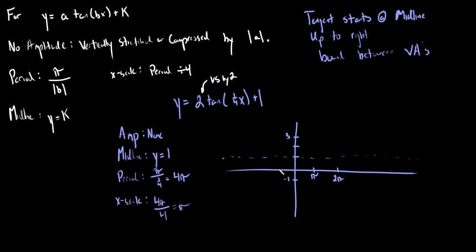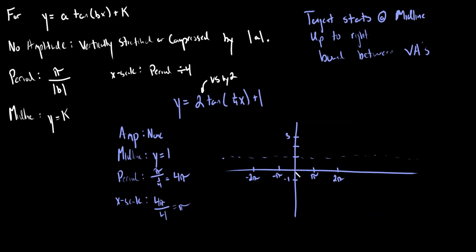Okay, so I'm actually going to go backwards and subtract my scale. 0 minus pi is negative pi. Negative pi minus pi is negative 2 pi. And this is going to be my 4 points. Or I should say 5 points.